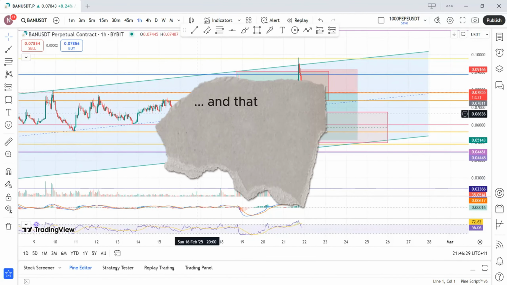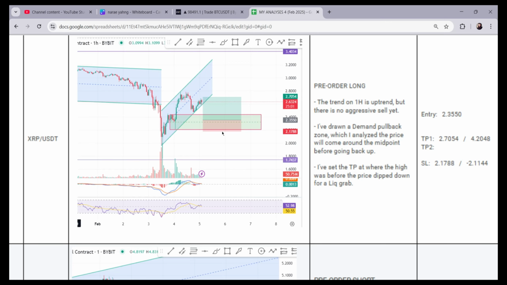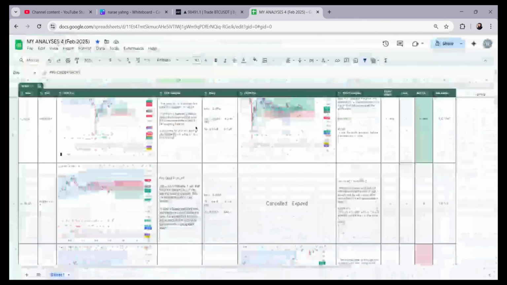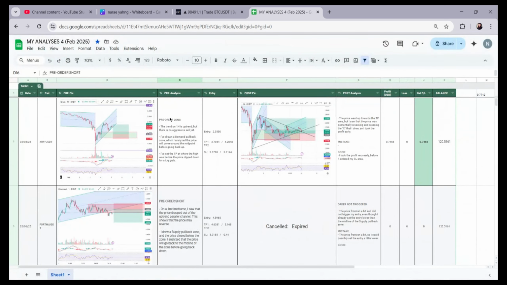If the price comes down here, it will trigger my order. Once it goes up here, I take the win. Or if it goes down here, then I lose what I risked. On the right-hand side, I write down why I made a decision to put an order here. And in this part, you can see the entry.